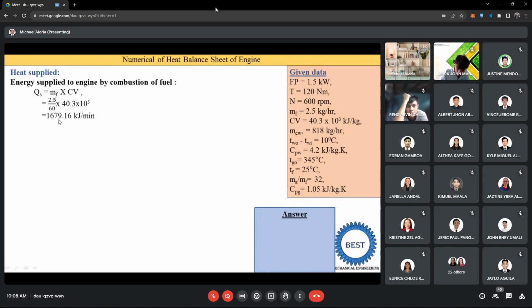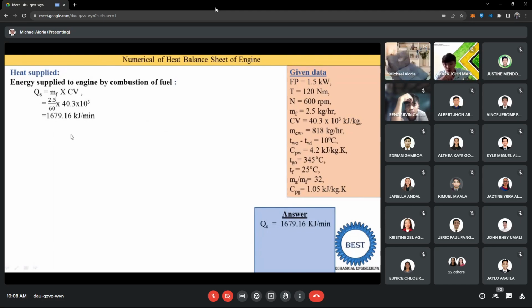So the answer is 1679.16 kilojoule per minute. If we do not divide by 60, then the answer is in kilojoule per hour. If you also divide by 60 later, the answer is the same. So here we write the answer: Qs is equal to 1679.16 kilojoule per minute. Now this is only one equation.